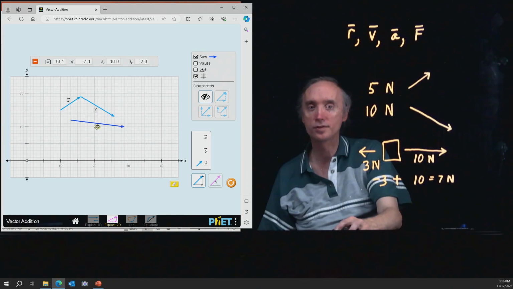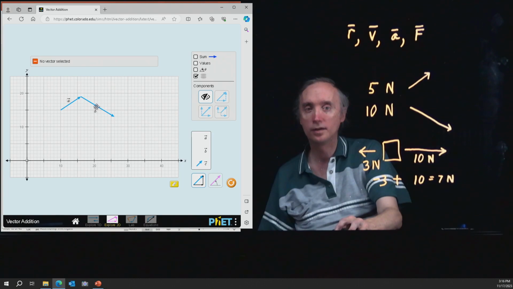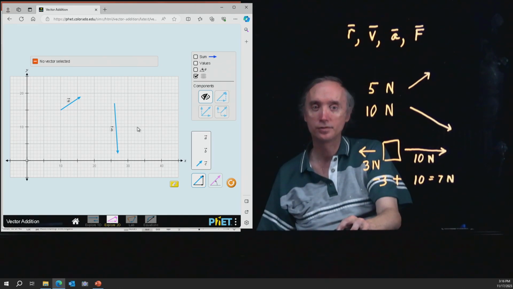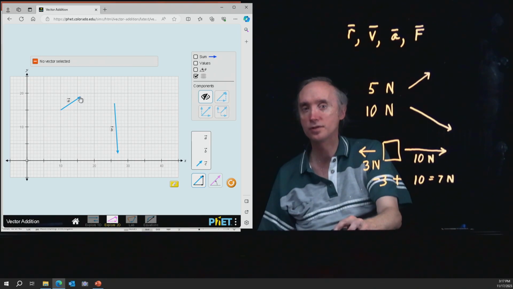Okay, so let's try it one more time here. So let me click off the sum, and then let's break them apart. Okay, let's say that this one was going straight down like that. Okay, what would be the sum of those 2 arrows? So this is where you might have a piece of paper to do this. So what's the rule? Okay, here's where it begins. Okay, and then it goes to here.